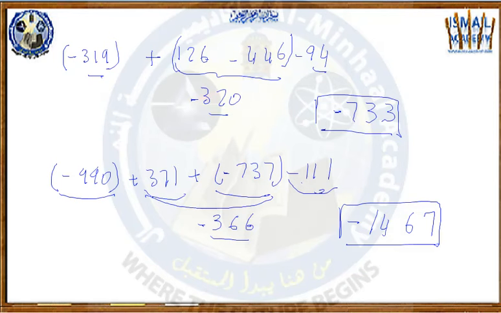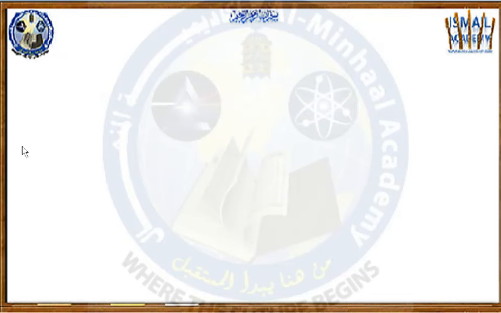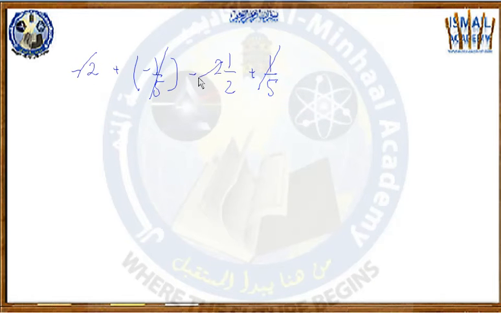Alright, for fraction. I know you people, you get killed with the fraction. So what do we have here? We have minus 2 plus minus 1/5, minus 2 and 1/5. Yes? Alright, 1/5 and minus 1/5 is going to be 0. We have minus 2 and minus 2, minus 4 and a half. That's it, and you're done.